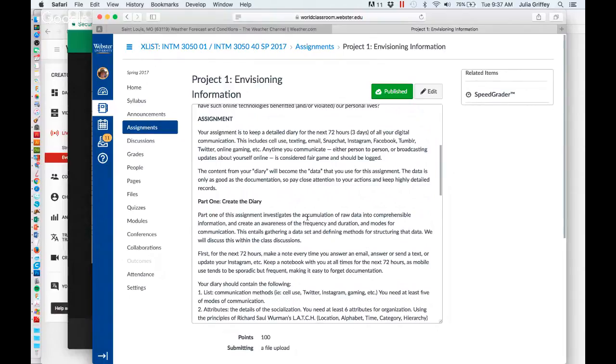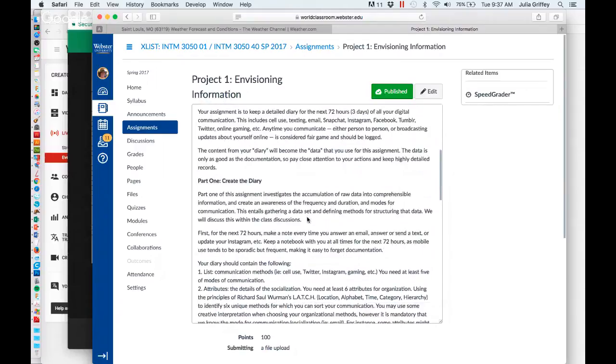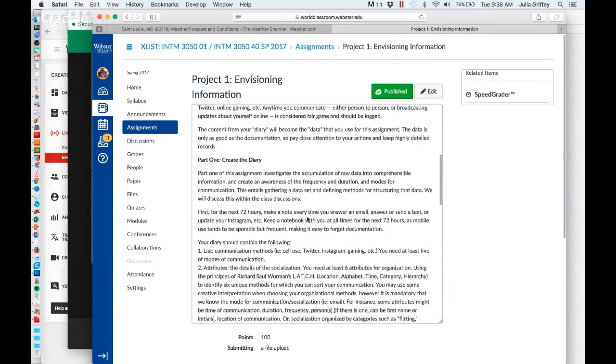This includes cell use, texting, email, Snapchat, Instagram, Facebook, Tumblr, Twitter, online gaming, etc. Anytime you communicate, either person to person or broadcasting updates about yourself online, is considered fair game and should get logged. The content from your diary will become the data that you use for this assignment.